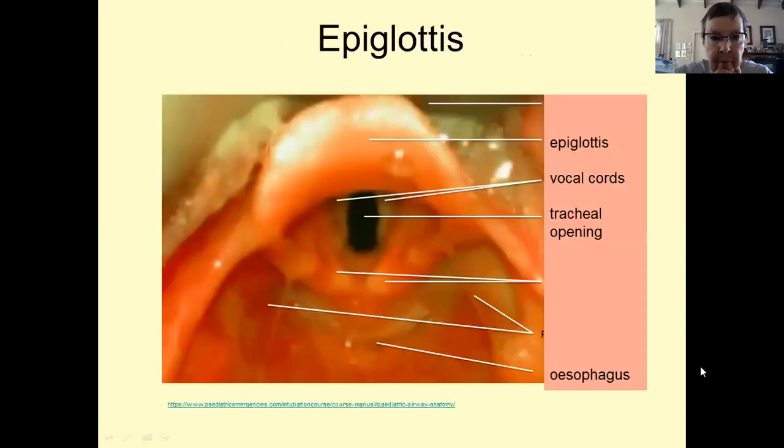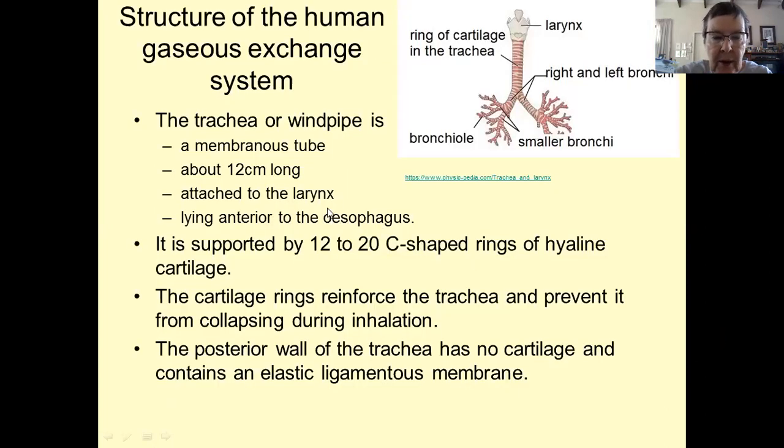Okay, right, so this is an actual photograph looking down at the epiglottis. The vocal cords, please, there's no H in chords. Okay, musical chords has an H, not biology chords. Here's the opening to the trachea, and here's the opening to the esophagus. Okay, so let's have a look at the rest of the structure of the gas exchange system of the human.